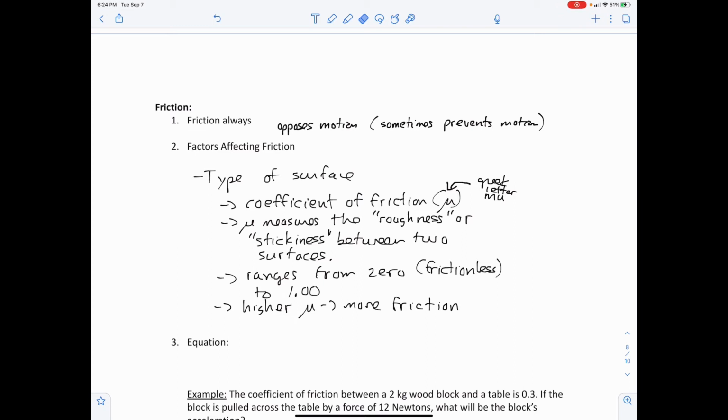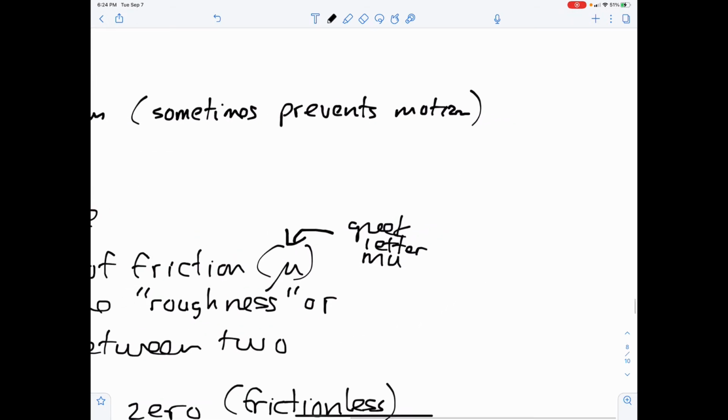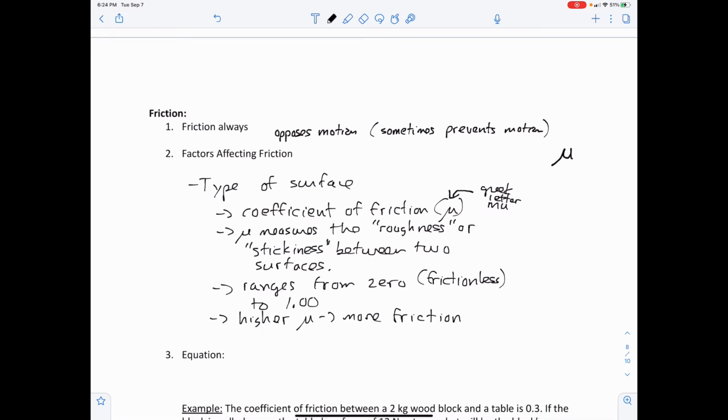Now, we have a value that quantifies the stickiness or roughness between two surfaces, and it's called the coefficient of friction. The coefficient of friction is denoted by this Greek letter mu. Now how do we draw this? It kind of looks like the letter U, doesn't it? Except it has a little kickstand out in front. Some people say it kind of resembles a letter M also. Whichever. Very easy to draw. But the letter mu is the coefficient of friction. And again, mu measures the roughness between two surfaces, or you could think of it as the stickiness or adhesiveness between two surfaces.